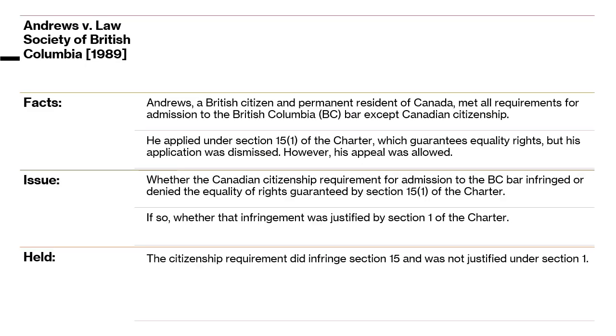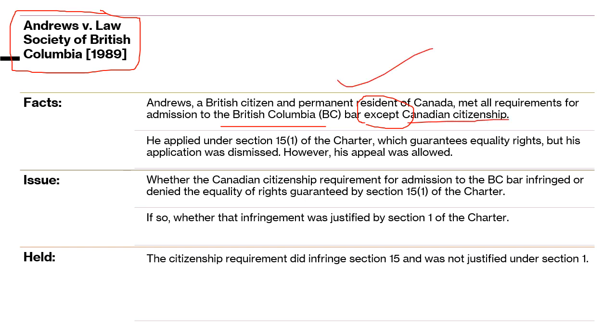Firstly, let's look into this landmark case of Andrews versus Law Society of BC, 1989. Andrews was a British citizen, a permanent resident of Canada, who met all requirements for admission to the British Columbia Bar except one requirement, Canadian citizenship. So he had permanent residency, only he didn't have Canadian citizenship. He applied under Section 15(1) of the Charter, which guarantees equality rights. His application was dismissed. However, his appeal was allowed.